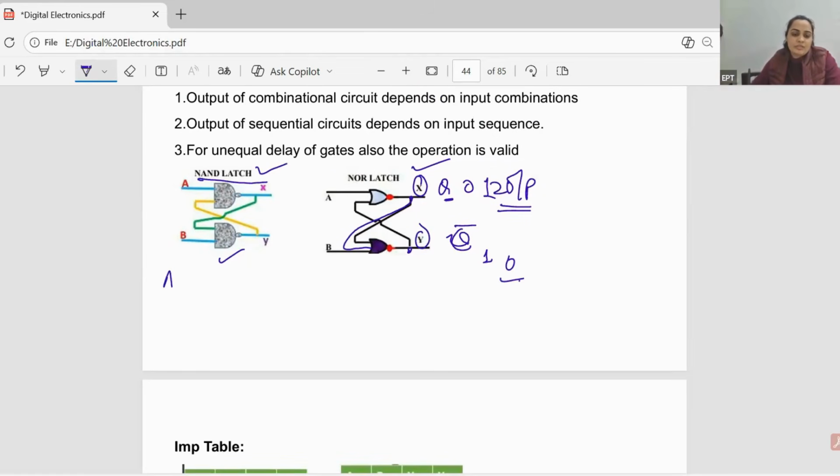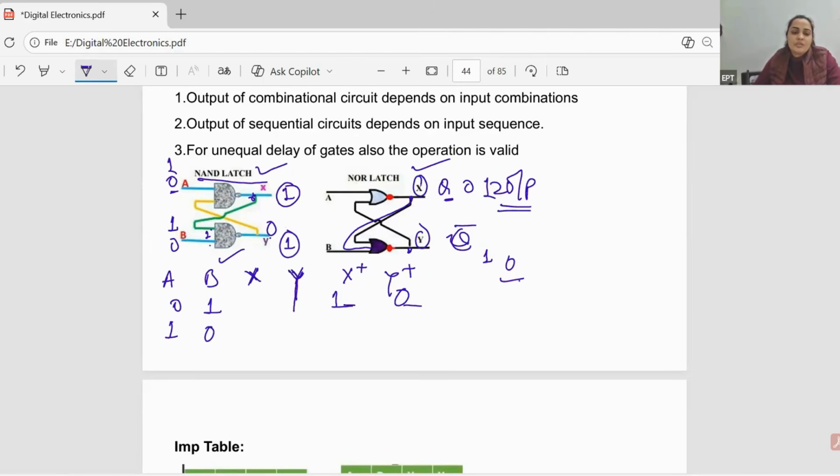Okay, now let's fill the table. How will you fill it? Why am I writing plus? These are the present state and these are going to be the next state. Suppose the value of a is 0, b is 1, so x is definitely going to be 1. Now here we have 1, 1 into 1 is going to be 0, so it will remain like this, 1 0, for this input combination. If this is 1, this is 0, then what will happen? Here we have 0, here we have 1, so this is going to be 1, and here we have 1 1, so this is going to be 0, so it will be like 0 1.